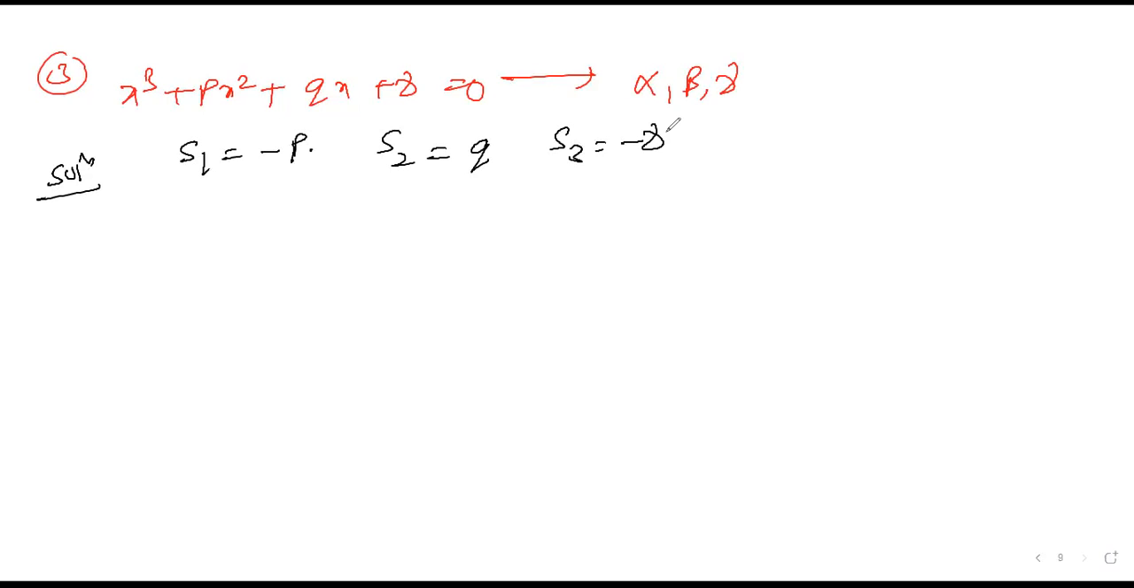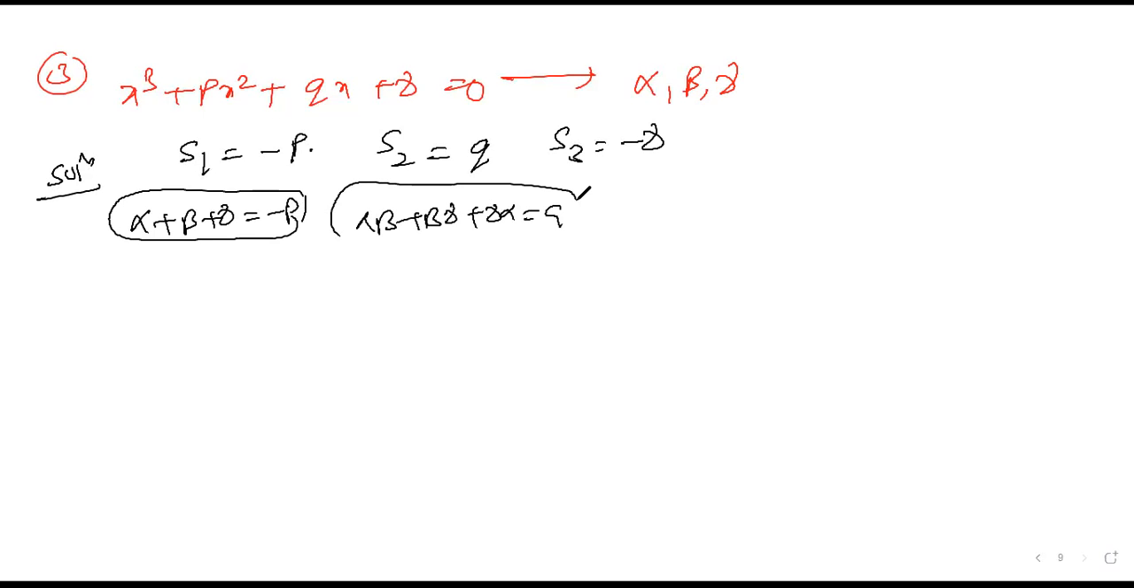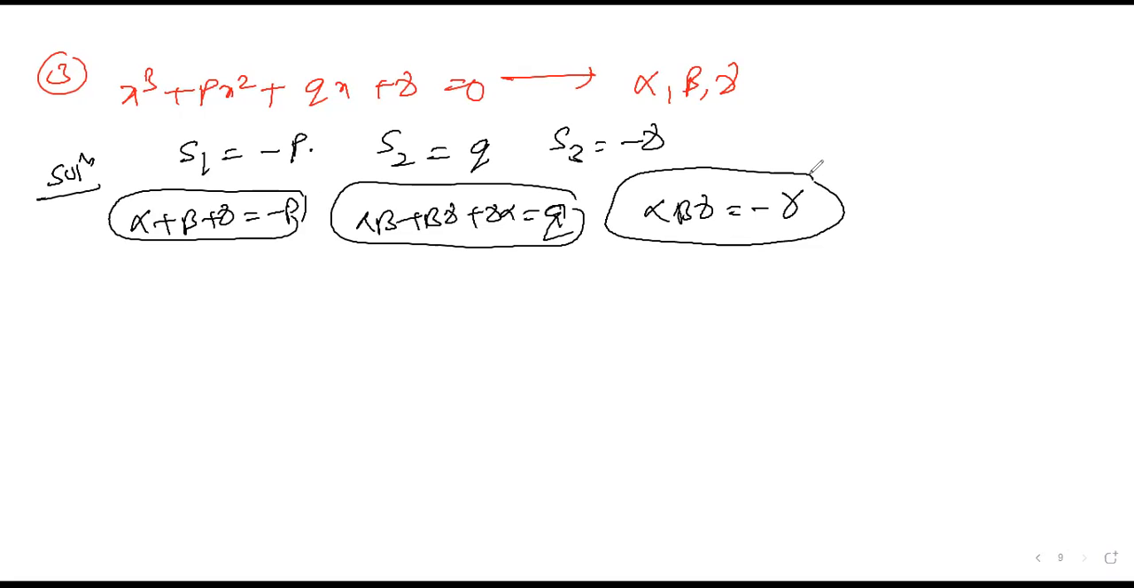Is this clear? S1 means alpha plus beta plus gamma is equal to minus p. The sum of alpha beta, beta gamma, gamma alpha is equal to q. Then alpha beta gamma is equal to minus r. This is a small r. Gamma is different, r is different. These are the things you know.